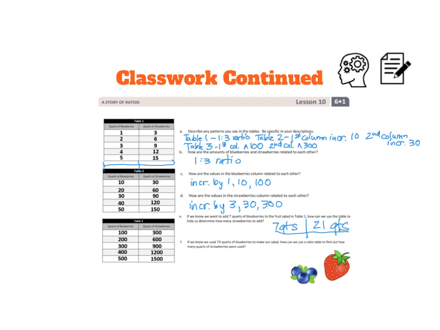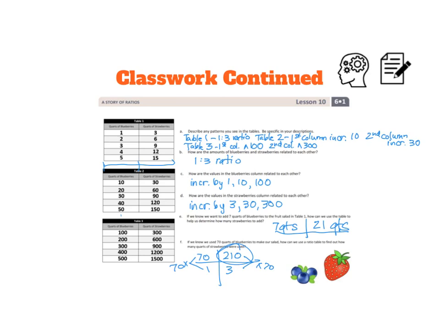Then I'm going to look at the last question. If we know we used 70 quarts of blueberries, how can we use a ratio table to find out how many quarts of strawberries? If I'm doing this whole 1-to-3 ratio and I multiply by 70, 1 times 70 gives me 70, then I do the same thing over here. 3 times 70 is 21, throw my 0 on. That ratio helps me figure out the missing number.